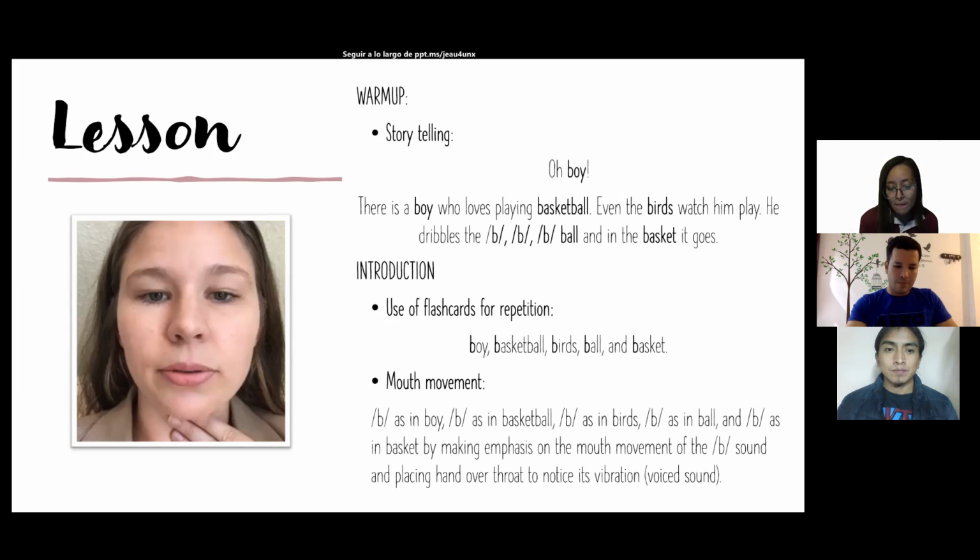Boy, basketball, birds, ball, and basket. Then the teacher repeats, B as in boy, B as in basketball, B as in birds, B as in ball, and B as in basket, by making emphasis on the mouth movement of the B sound. Alongside, by placing the hands on the throat, students would notice its vibration and understand the significance of a B sound. For students to differentiate articulation between other sounds, we can tell them it is called lip poppers.